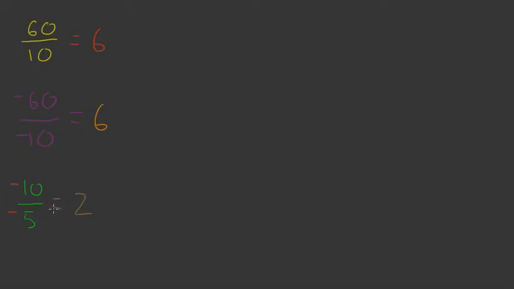Okay, so the second rule that we went over was two numbers with opposite signs. So for example, negative 35 divided by 7. Okay, well that's going to produce a negative. Let's get a different color there. That's going to produce a negative 5.